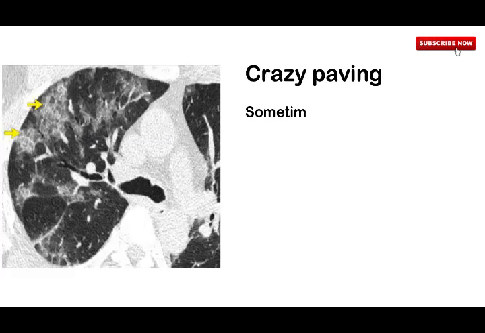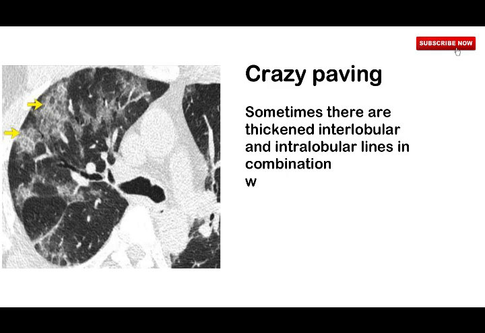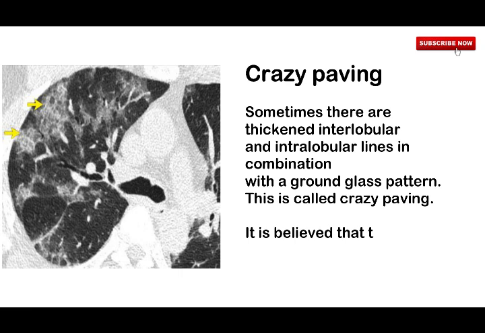Crazy paving. Sometimes there are thickened interlobular and intralobular lines in combination with a ground glass pattern. This is called crazy paving. It is believed that this pattern is seen in a somewhat later stage.